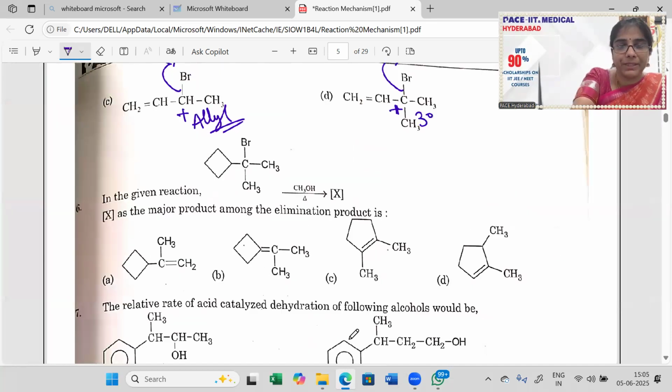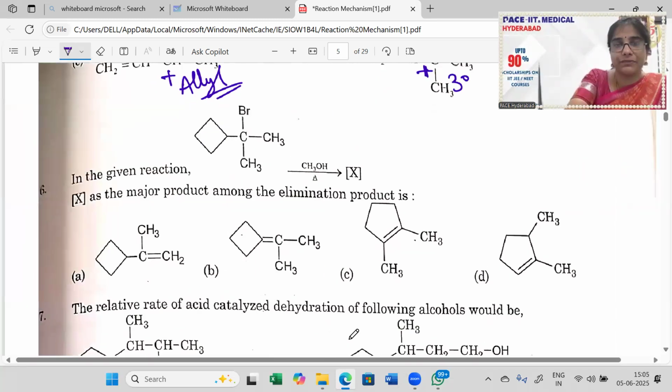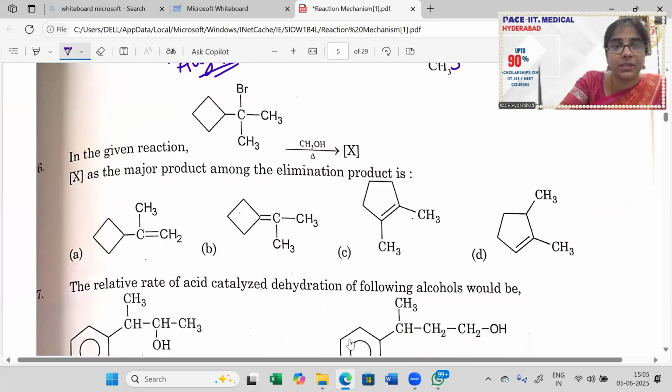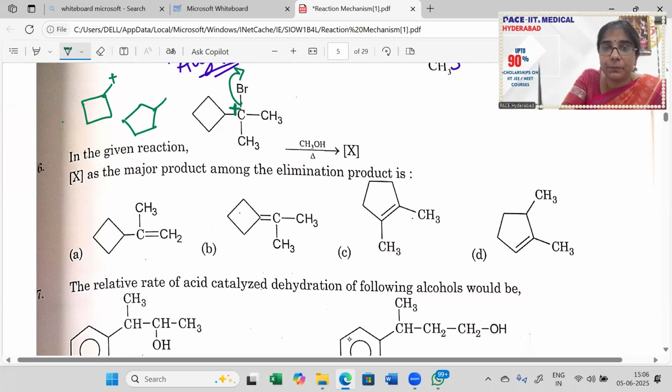Please observe carefully whatever I'm writing with my colored pens during the course of the reaction. Bromine goes out, thereby this carbon attains a positive charge. Whenever you see a 4-membered ring and then a positive, or a 5-membered ring and then a positive, or a 3-membered ring and then a positive, there will be ring expansion. Ring expansion goes on there.